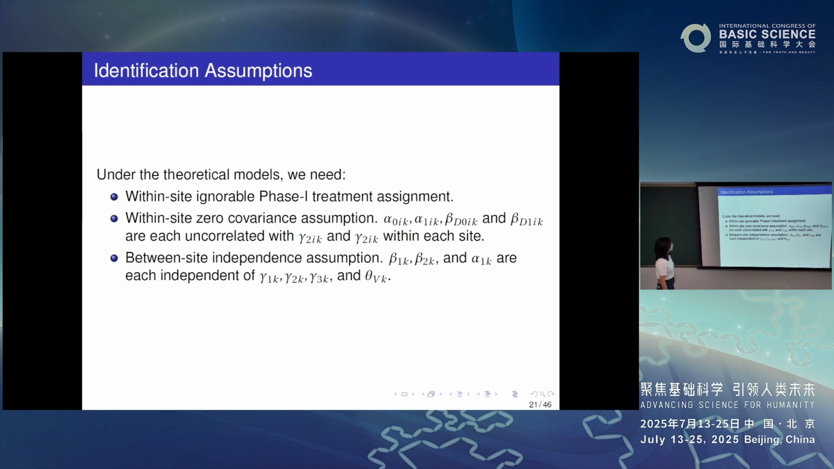Okay, so as you can see, we also have to impose some assumptions on top of the theoretical models. We have to assume that Z is randomized in each site. So we have within site ignorable phase one treatment assignment. So basically, we have to utilize the randomization in Z. It's independent of X, it's independent of U, in order to make the analysis valid. And also we impose some within site zero covariance assumption and some between site independence assumption. And those assumptions are sufficient for us to identify what we want.